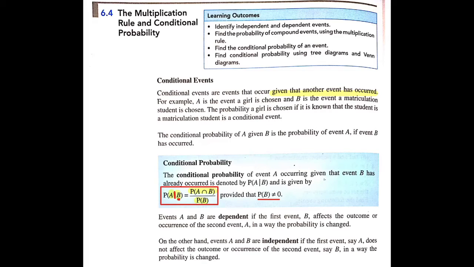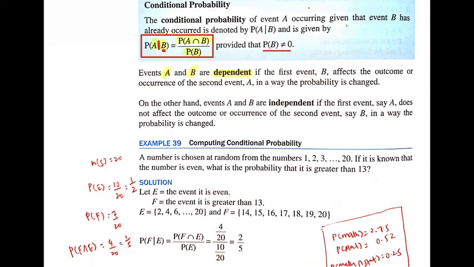Since this is conditional probability, it means that events A and B are dependent on each other. The first event will affect the outcome of the second event. So let's take note that if events A and B are independent, this means that whatever happened to the first event, say A, will not affect the outcome or occurrence of the second event, say B.